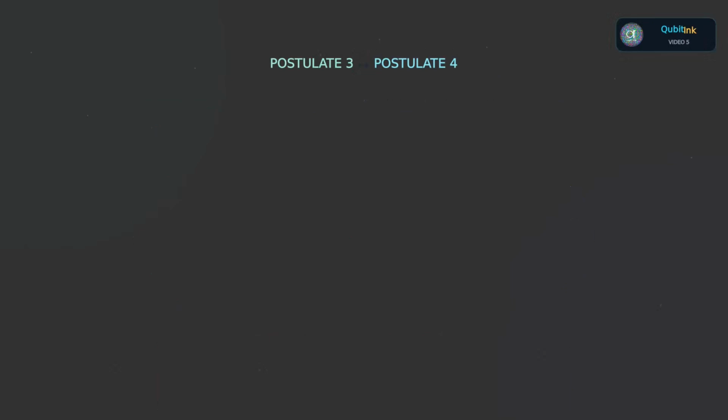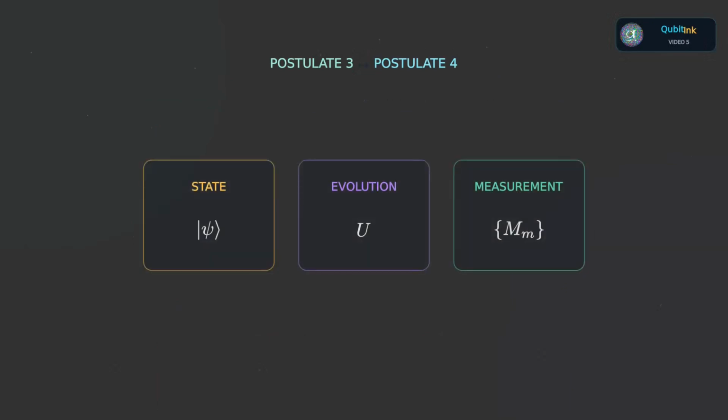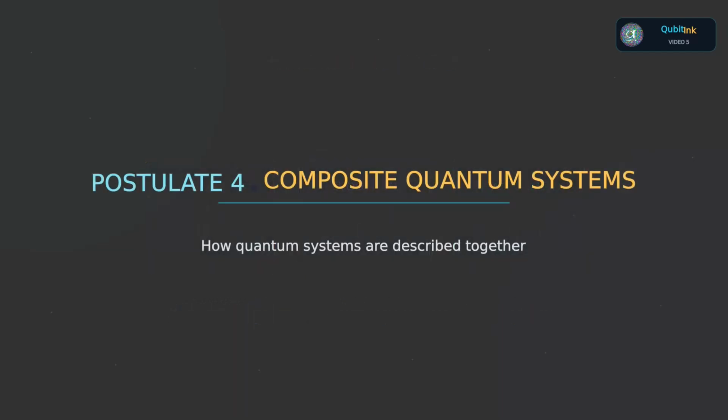Postulate 3 told us how quantum states connect to observed outcomes. We now have states, evolution, and measurement. One final question remains. What happens when the physical system we care about is built from several quantum systems? This is the job of Postulate 4, Composite Quantum Systems.